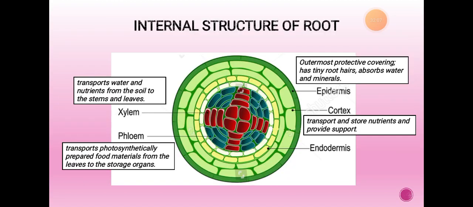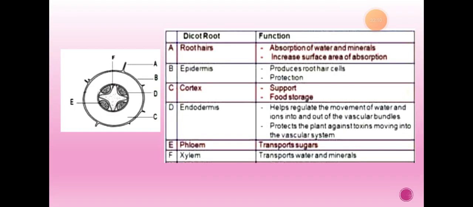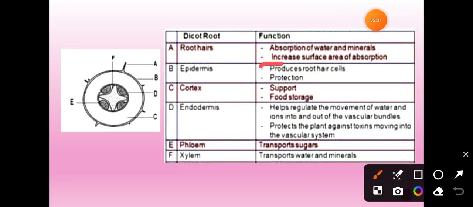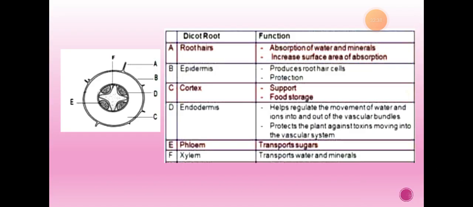Then now we have the dicot root and its functions. Now, in dicot roots, we have root hairs. Basically this A1, you can see, is a root hair. Now what are the two functions that these root hairs perform? The very first function is absorption of water and minerals, and to increase surface area for absorption. So that more things can be absorbed, they need to increase the surface area for absorption. This is a point to be noted. Got it?